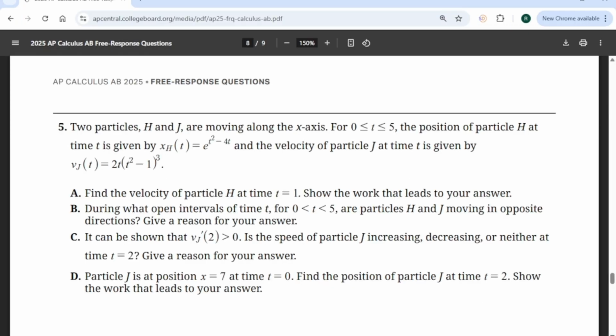Part C, we are told that the derivative of the velocity of j is greater than 0. Now, you should know that the derivative of velocity is acceleration. So this is telling you that acceleration is positive, and then we're asking, is the speed of j increasing, decreasing, or neither at t equals 2?